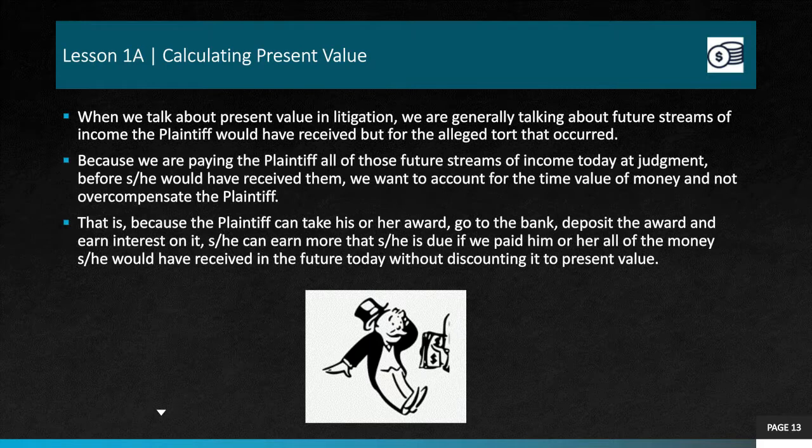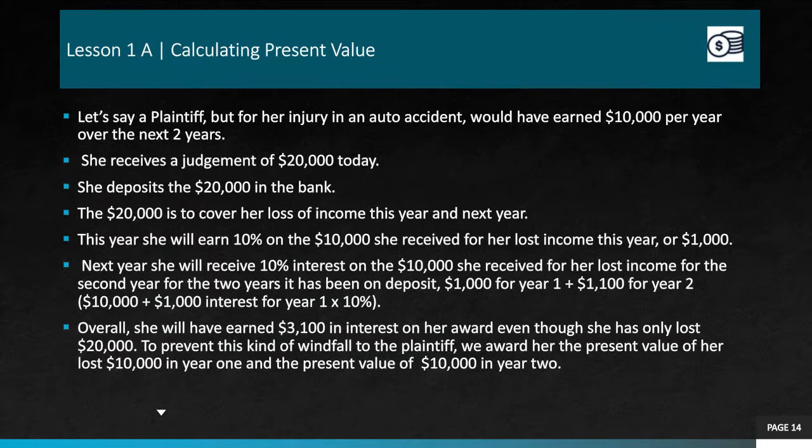All right? So let's say a plaintiff was injured in an auto accident and would have earned $10,000 a year over the next 2 years. Okay, and we say, okay, you would have gotten $10,000 the first year, $10,000 the second year, so we're going to give you a judgment of $20,000 today. And she deposits that in the bank. Okay, and then the first year she earns 10% on the $10,000 that she received in an award to compensate her for lost income this year, so she gets another $1,000.